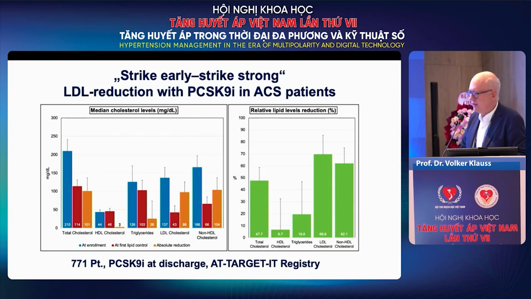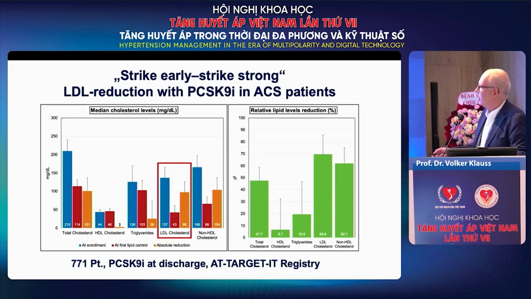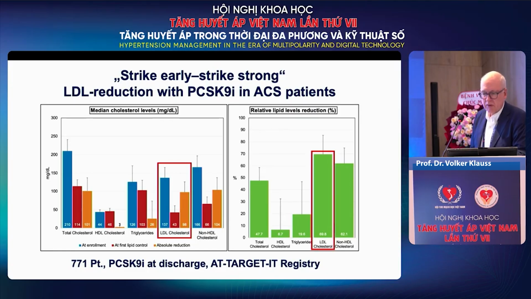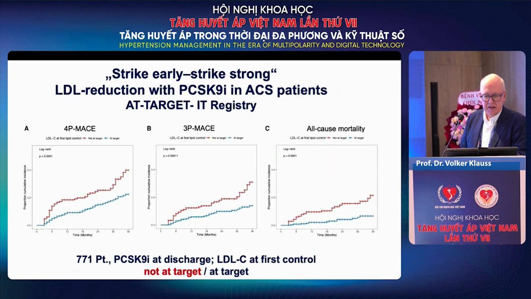That is a study from Italy in 42 centers, only done in Italy, where they started with the PCSK9 inhibitor already at discharge in patients with acute coronary syndromes, and you can see they reduced the mean LDL from 140 to 40 milligram at the first control, which means a reduction of the LDL cholesterol of about 70%, and this turns into very nice results, not only for the MACEs, but also for the mortality.